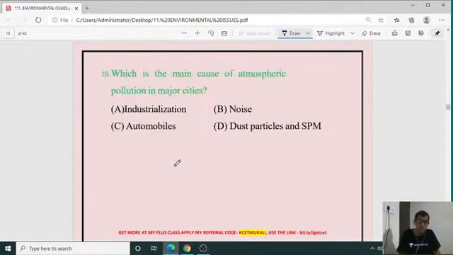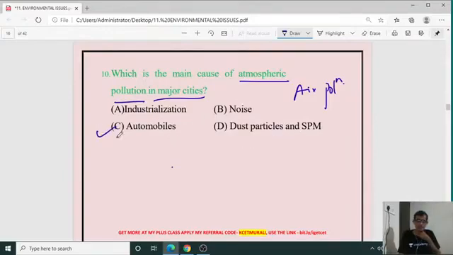Then 10th one. Which is the main cause of atmospheric pollution in major cities? Atmospheric pollution means you can write air pollution. For air pollution, which is the main causative thing? So for the 10th one, industrialization, noise, automobiles, dust particles and SPM. The major contribution is from automobile exhaust, the vehicle.